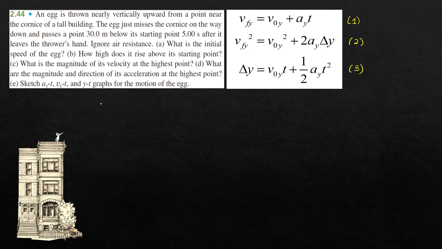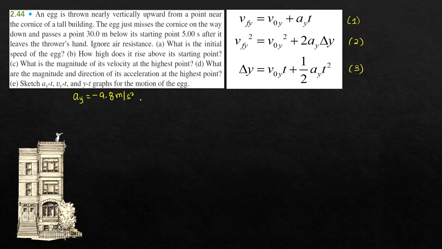The next thing that we need to do is to write down all the given. So in this example, the object undergoes free fall. When an object undergoes free fall, its acceleration remains constant all throughout the motion, and its value is equivalent to negative 9.8 meters per second squared.